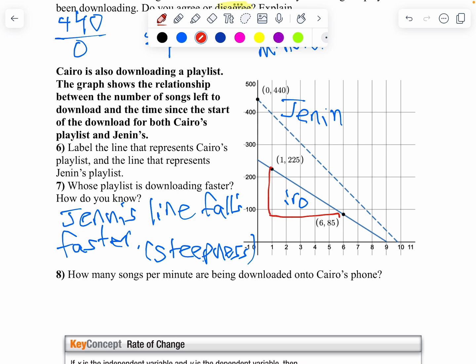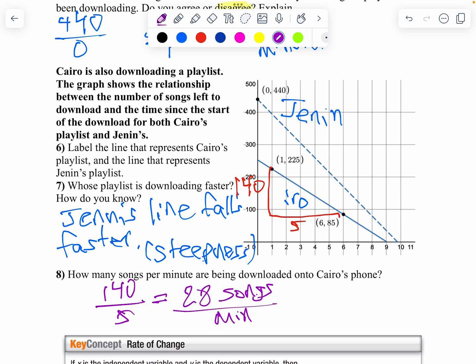From 225 to 85, that's going to be 140 songs he downloaded. And from 1 minute to 6 minutes, that's 5 minutes. So we know Cairo downloaded 140 songs in 5 minutes, which, if I take 140 divided by 5, is 28 songs per minute. Compare that with Janine, who did 45 songs per minute, so that also addresses the answer to number 7, if you did it that way.